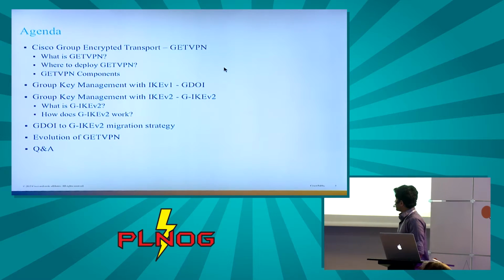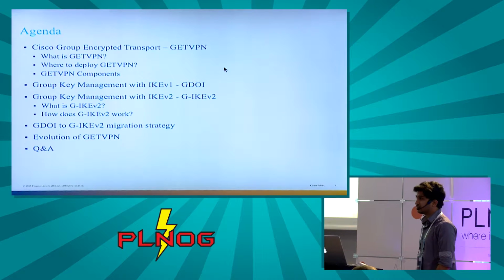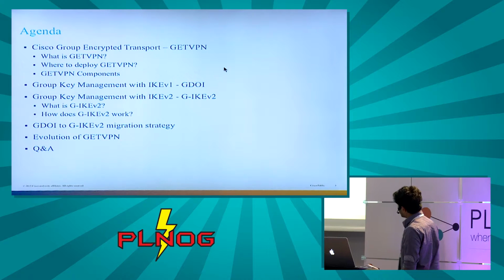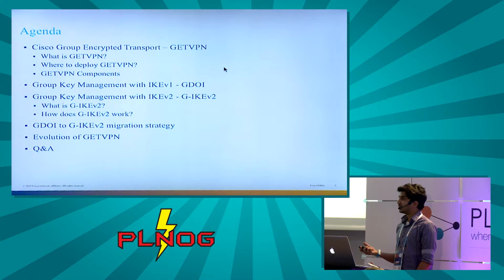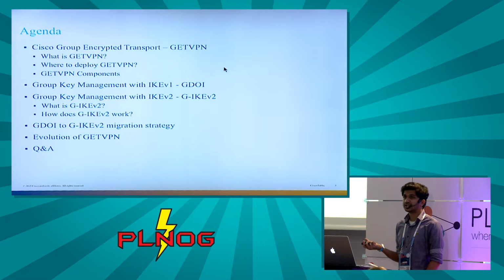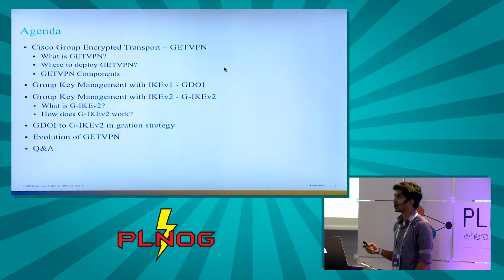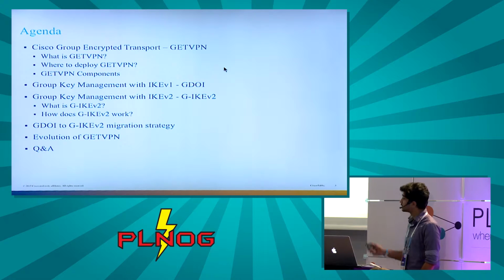So what we will be talking about today is GIKE2. G stands for GetVPN or Group Key Management. Before I cover this agenda, I just wanted to understand, who here has worked on GetVPN in the past? You have, okay. No worries, we'll be covering the basics of what GetVPN is.